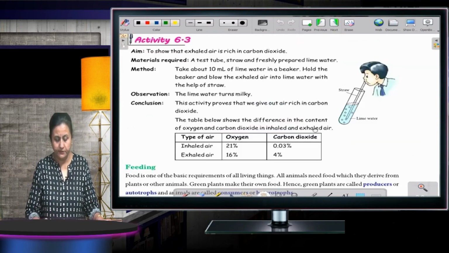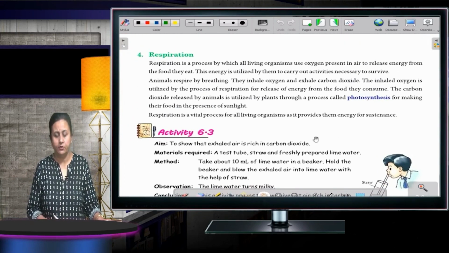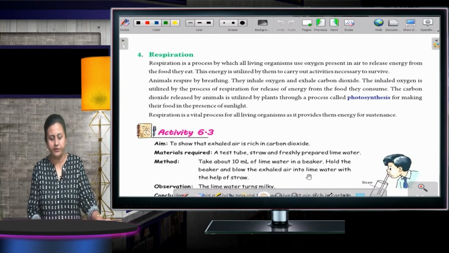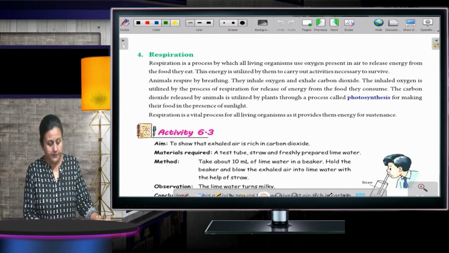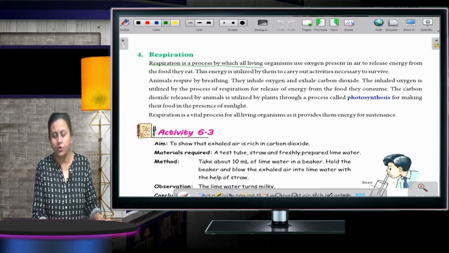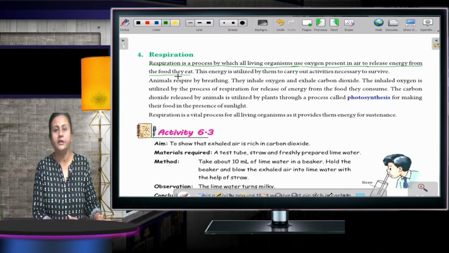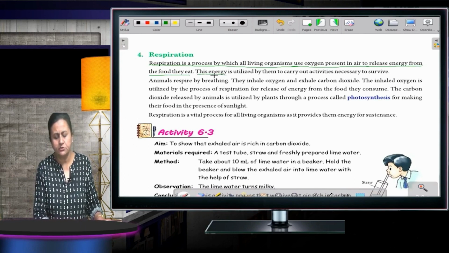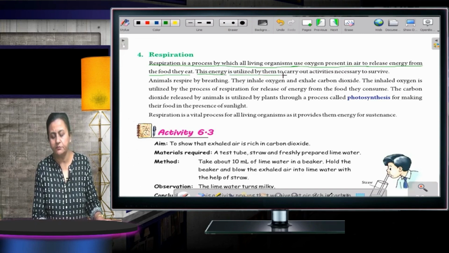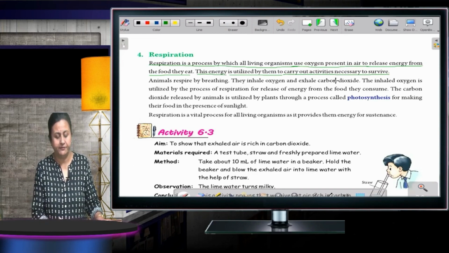Now the next one, respiration. Again, this is a very important topic. Respiration is a process by which all living organisms use oxygen present in air to release energy from the food they eat. This energy is utilized by them to carry out activities necessary to survive.